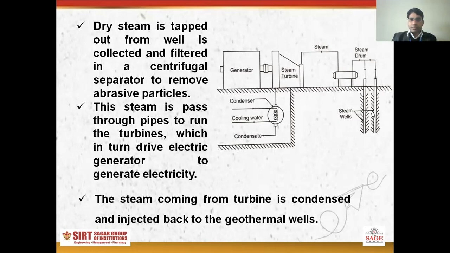So this is the condenser for condensing the steam, and this is the cooling water supplied to the condenser for the condensing of steam, and this condensate is injected back to the geothermal belt. So this is the simple procedure or working of a geothermal power plant. So this is the dry steam field, or the discussion about the geothermal power plant.